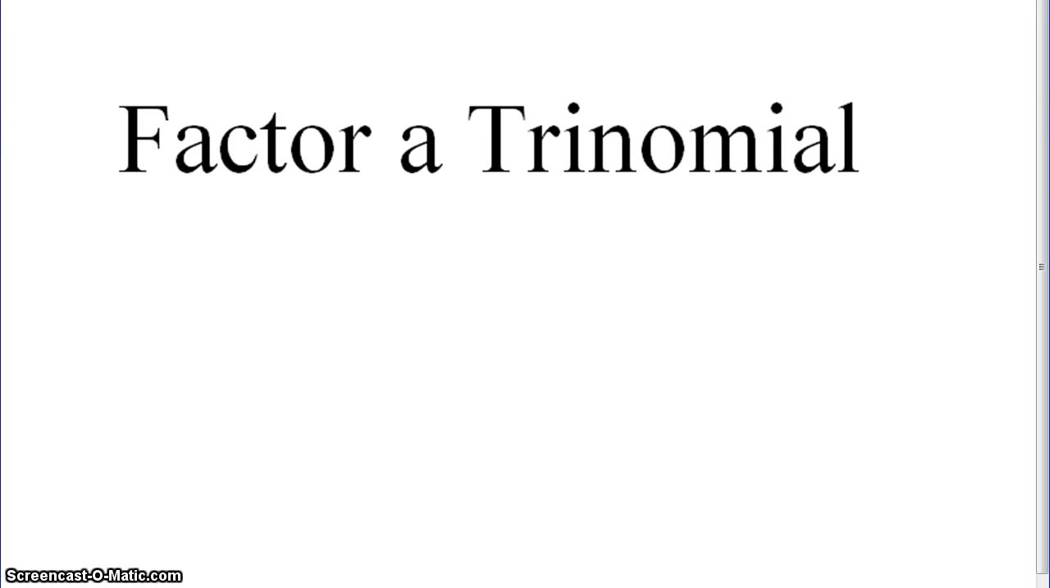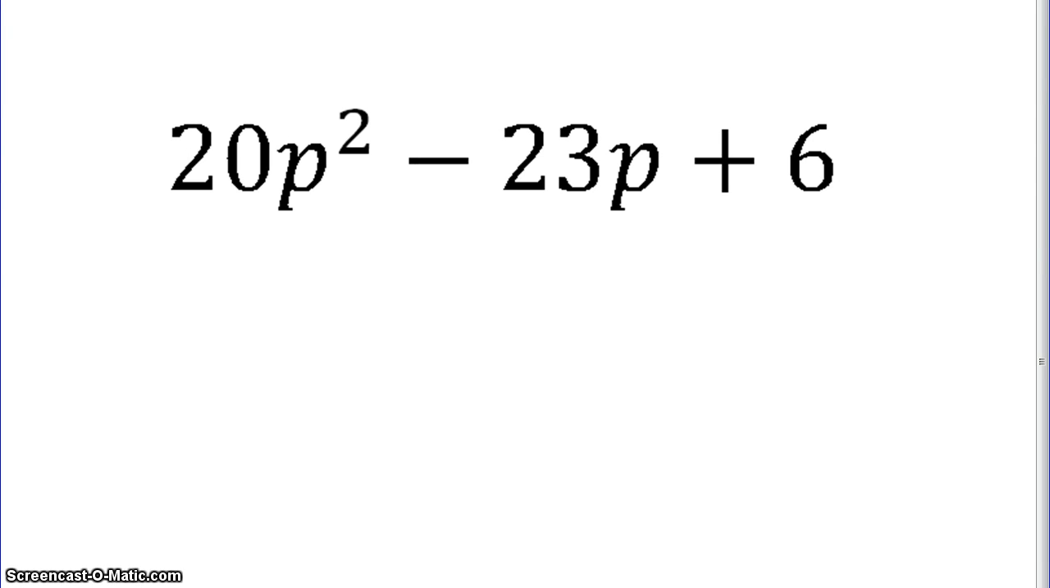This video will demonstrate how to factor a trinomial. Consider the trinomial 20p squared minus 23p plus 6. Notice our leading coefficient is not 1, so we need to put a little bit extra thought into this one. There is no greatest common factor either. So we're going to do this using what's called trial and error, or the reverse FOIL method.